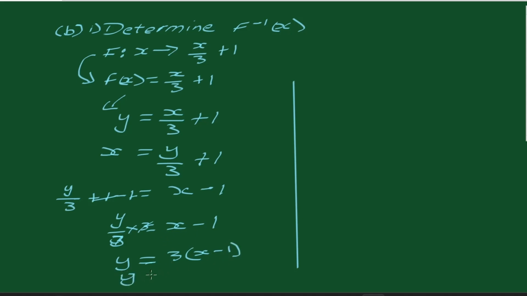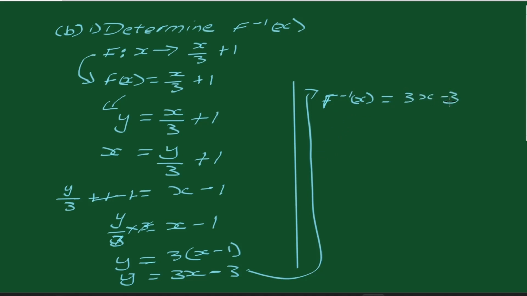So now y equals 3x minus 3. And this is our inverse function here. So our inverse function, we can now go across here and indicate that this is our inverse function by rewriting y as f inverse of x equals 3x minus 3. And this will be our inverse function of x.